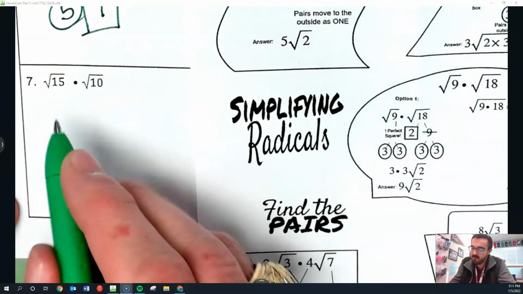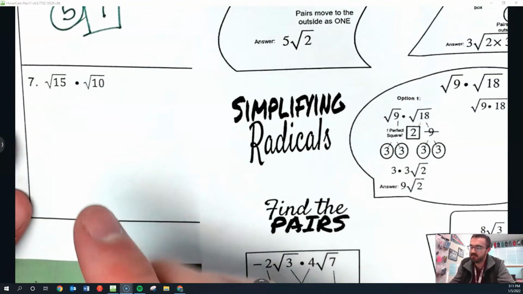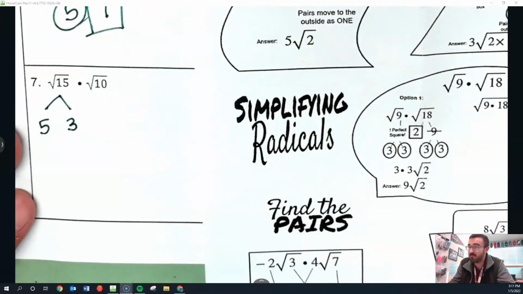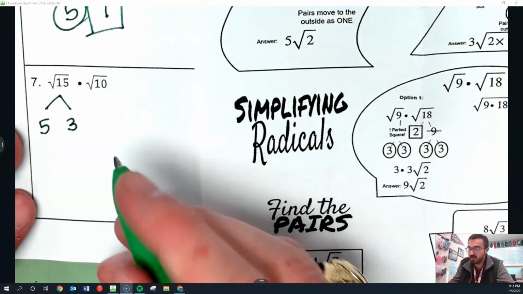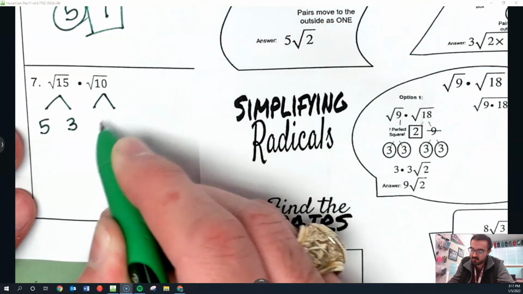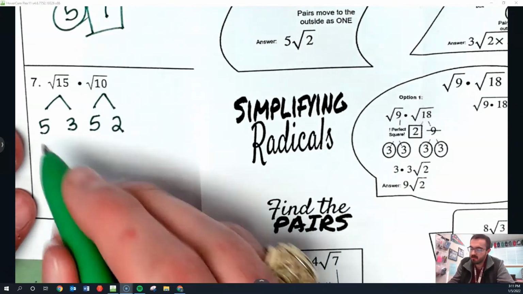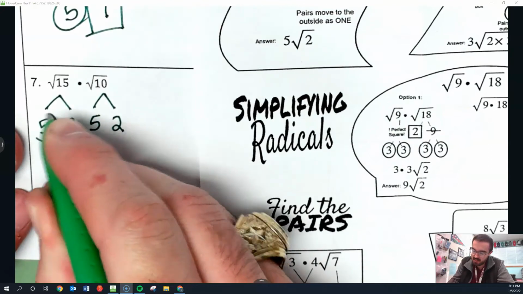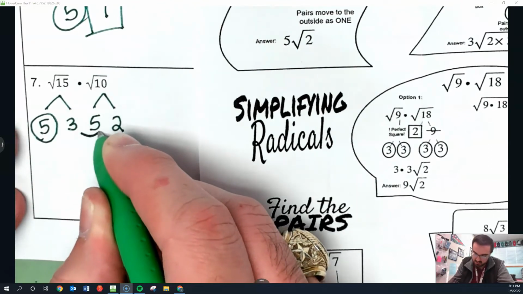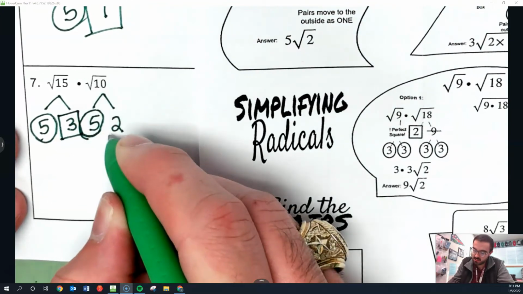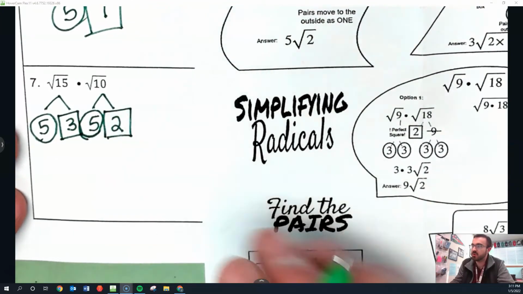So let's try that. 15, what are the factors of 15? 5 and 3. Those are both prime, so we're done there. 10, 5 and 2. Also both prime, so I think we're done. Do we have any pairs? 5 is a pair with 5. Okay. 3 is solo, 2 is solo.